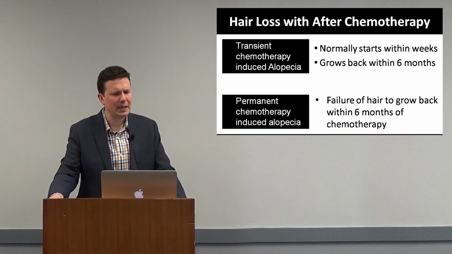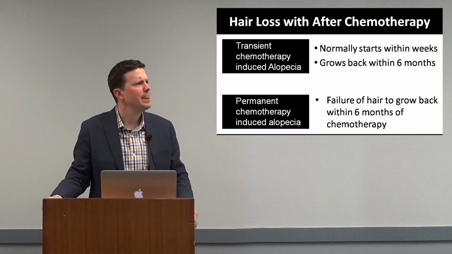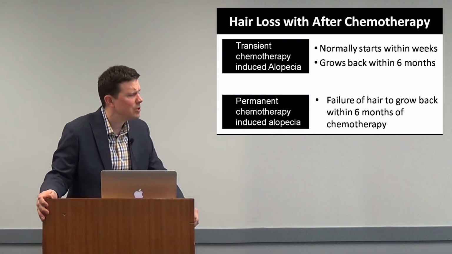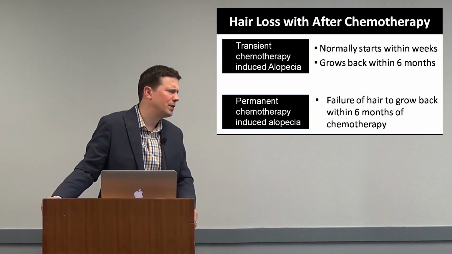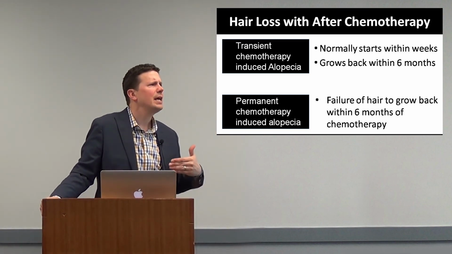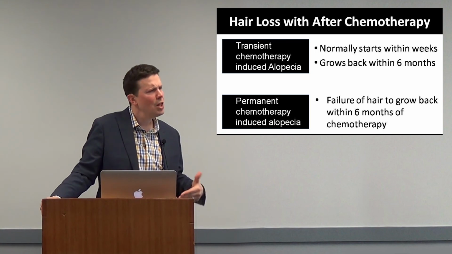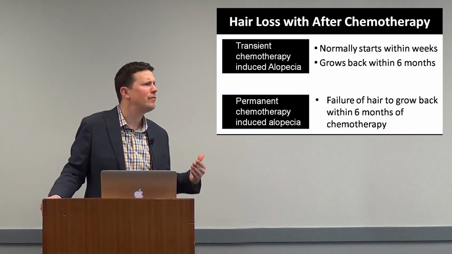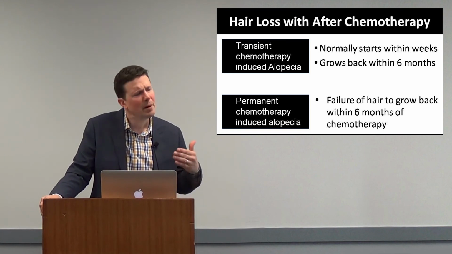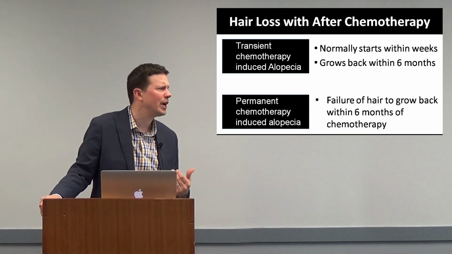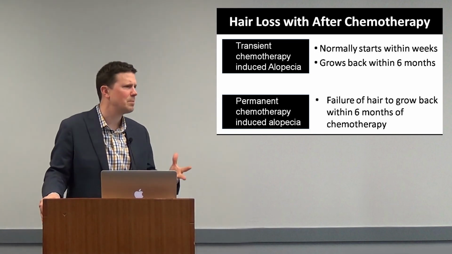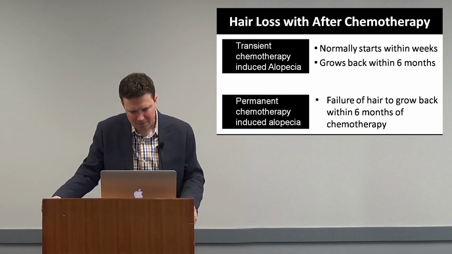Permanent chemotherapy-induced alopecia is becoming recognized now as occurring with a number of chemotherapy agents, but especially with the taxanes that are used in the treatment of breast cancer. There are a proportion of women that are developing permanent chemotherapy-induced alopecia, whereby they don't quite get back all their hair after chemotherapy. For some, it's a mild amount of hair loss. For some, it's a marked amount of hair loss.